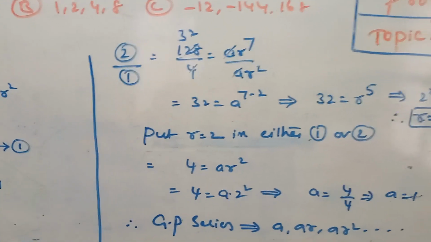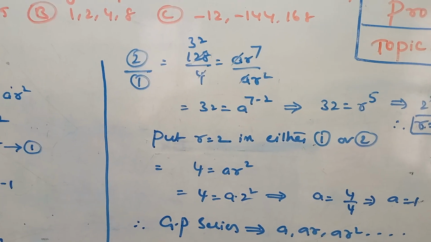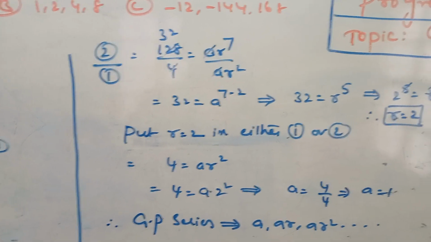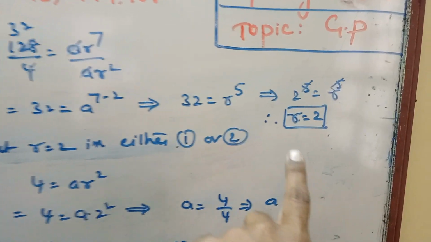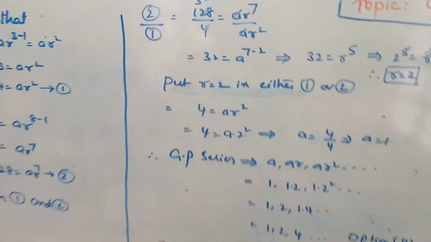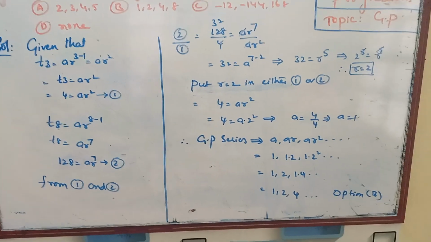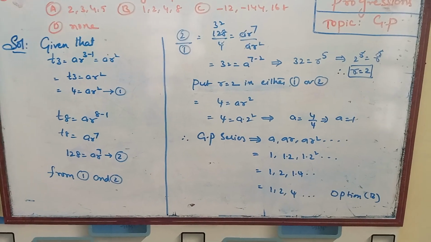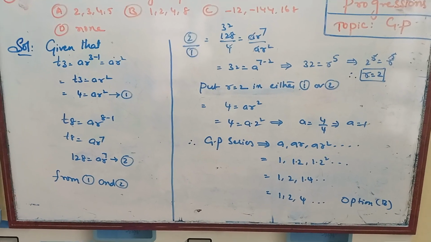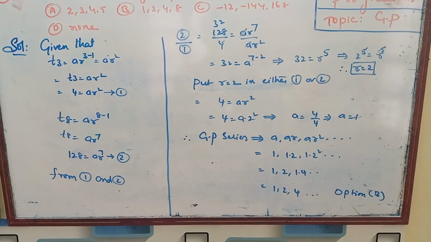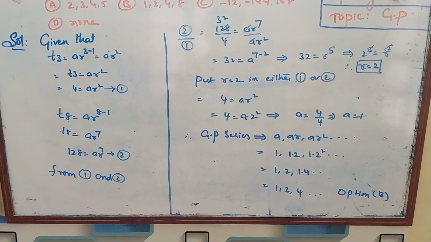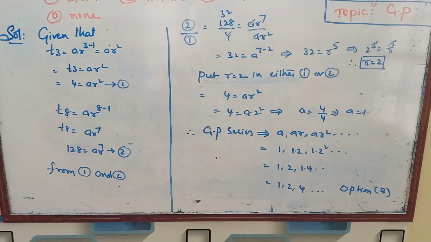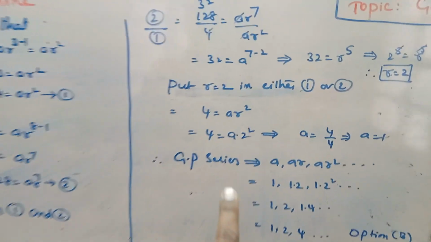So from 1 and 2, divide 2 by 1. We get 128 by 4 equal to a r power 7 by a r square. After simplifying, we get the r value as 2, guys. So put the r value in either equation 1 or 2 to get the a value. If you know the a value and r value, then we can find any term in the given series. So I put the r value in equation 1.